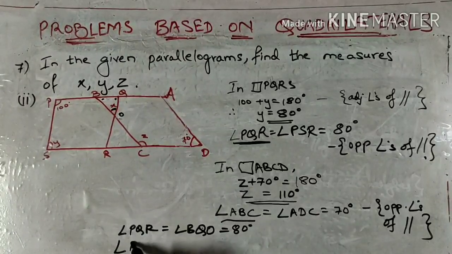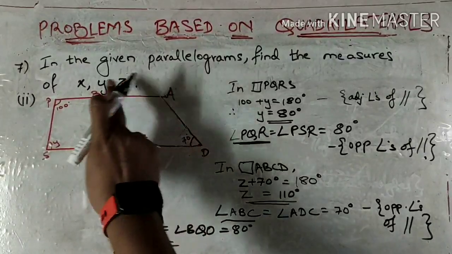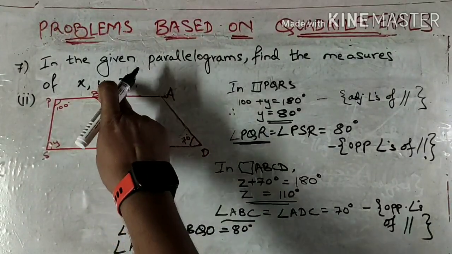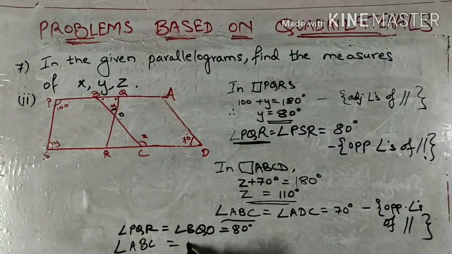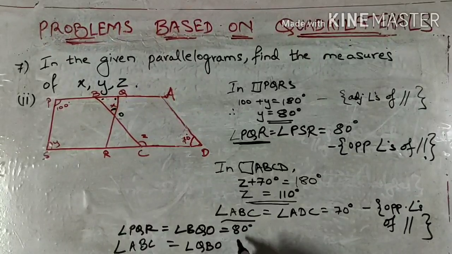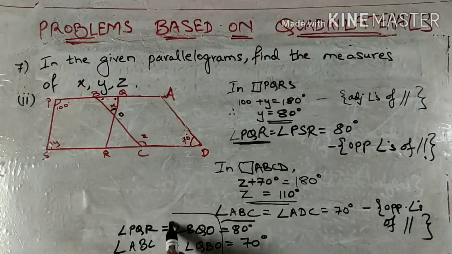Angle ABC is equal to angle QBO. I am just looking at the triangle now. So angle QBO is 70 degrees. Looking at this, I get two angles of the triangle. The third angle can be found easily by the angle sum property.